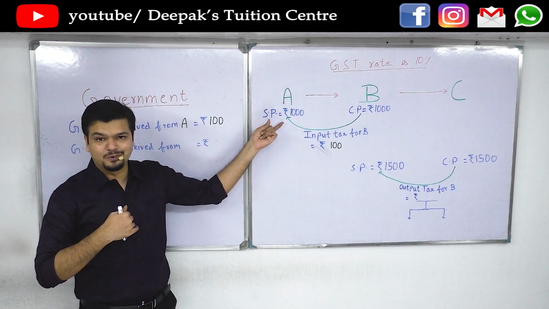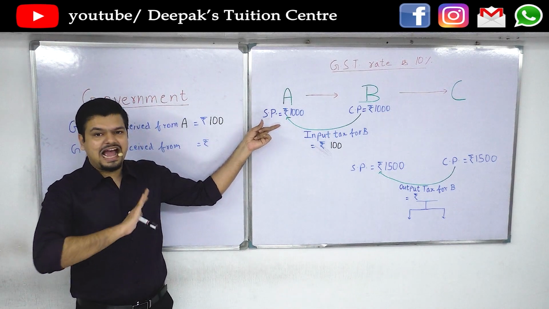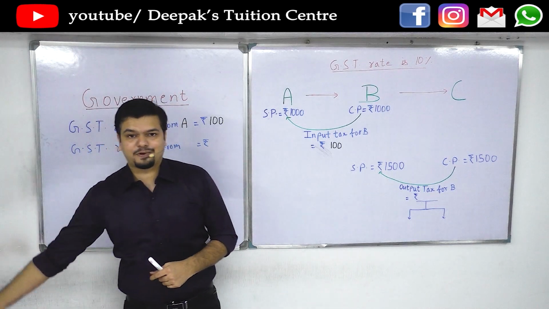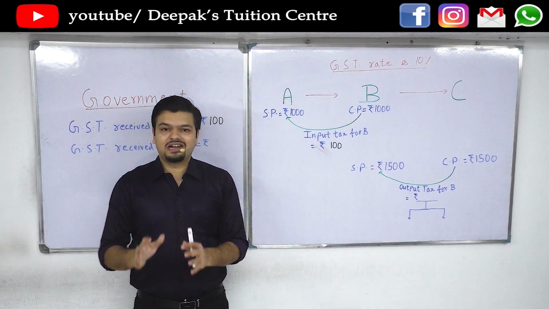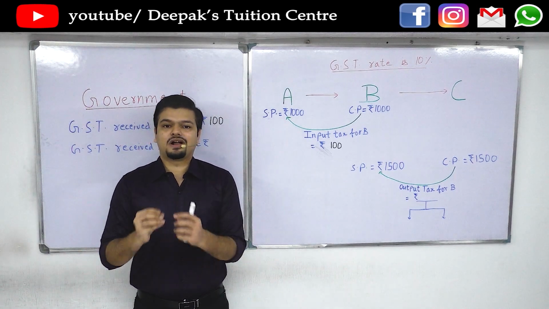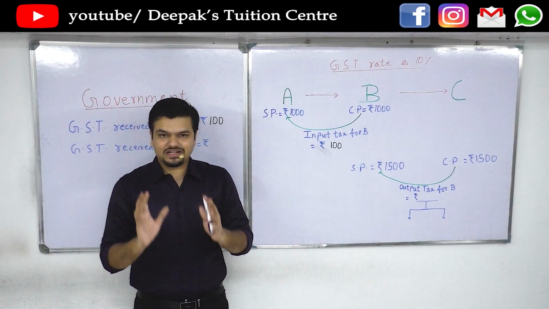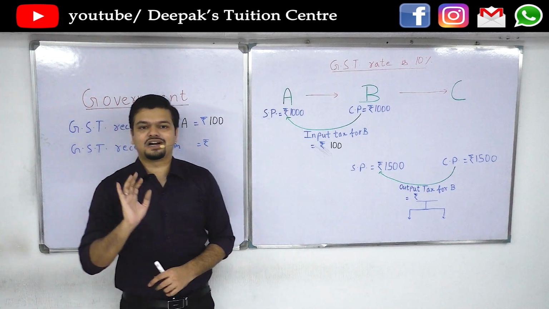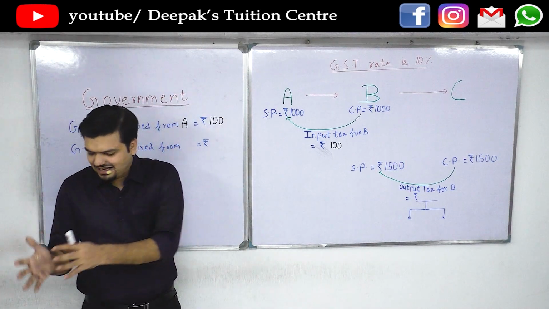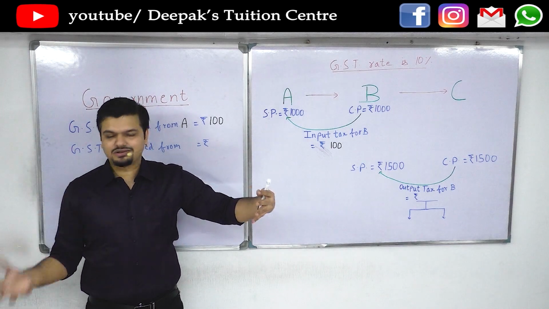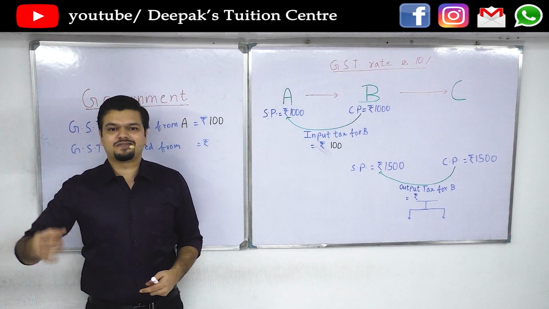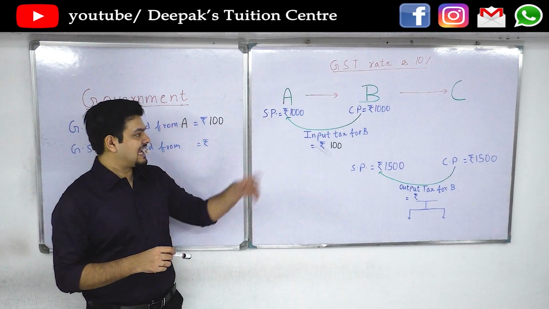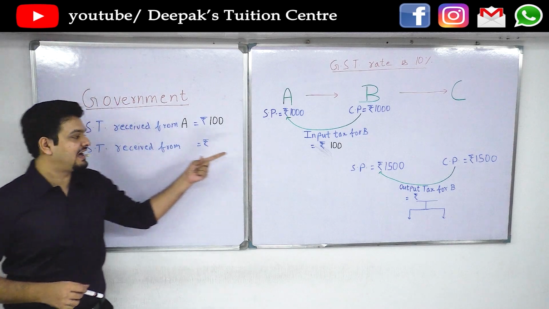I am obviously assuming that A has never paid any tax on this product. That is, A has not purchased the product from someone else. A has only made the product from scratch, or to say that the cost price of the article is 0 for A. So basically he has developed the whole product, and there was no cost price involved. If there was no cost price involved, there was no input tax for A. So A has not paid a penny to the government, and therefore he has to pay the whole rupees 100 to the government.